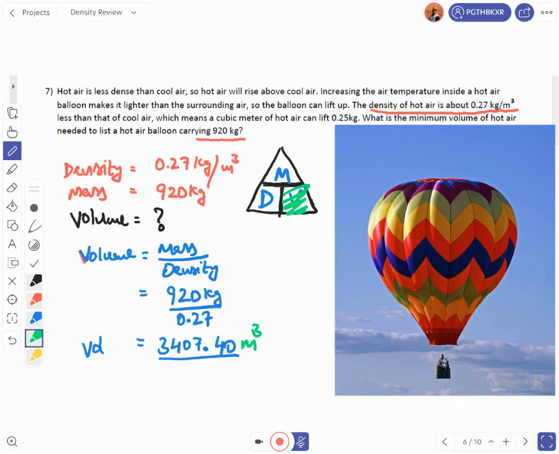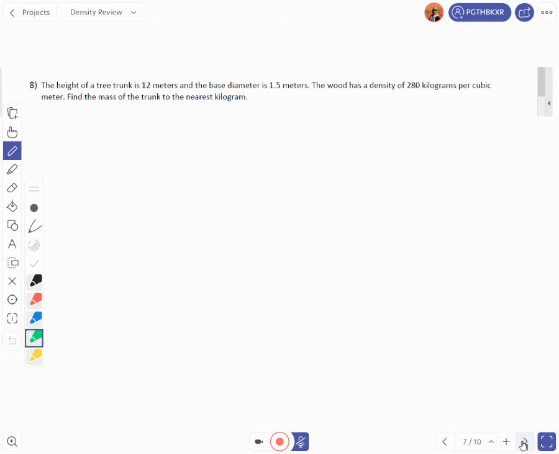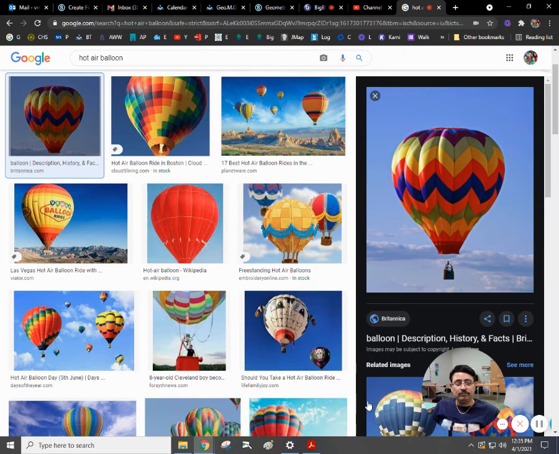Okay, now questions on this, please. Any questions? Well, let me go to the next question. The height of a tree trunk is 12 meters and the base diameter is 1.5 meters.